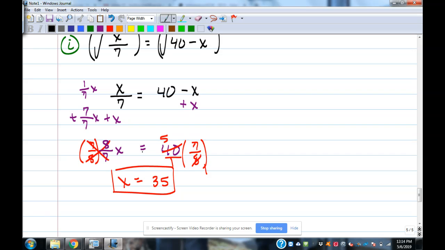Okay. So that looks, because it starts out with 2 square roots in it, it looks harder, but it's actually an easier problem than when you have just 1 square root in there.